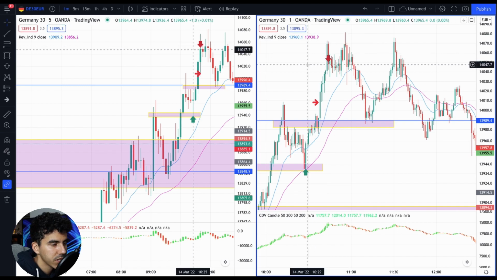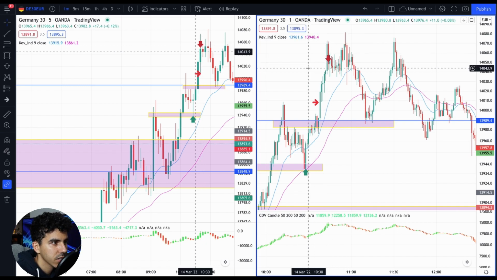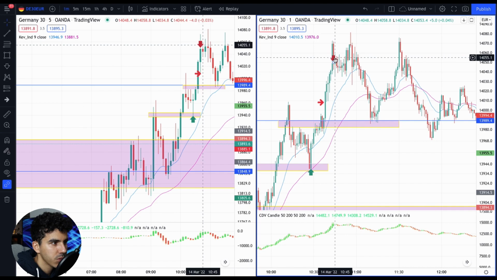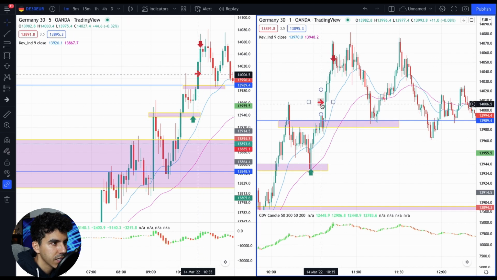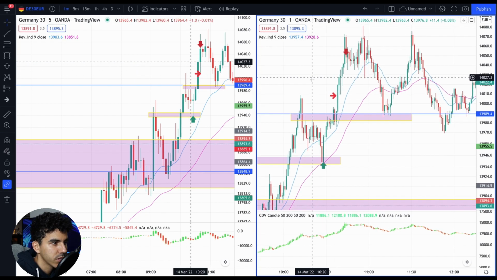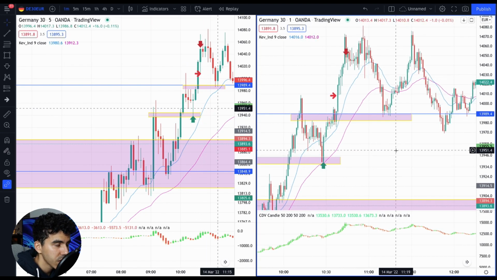I could have probably waited a few seconds and not gotten scared. But honestly, this was a beautiful trade. I entered here, exited here, and exited here. It was a very beautiful trade using the break and retest.